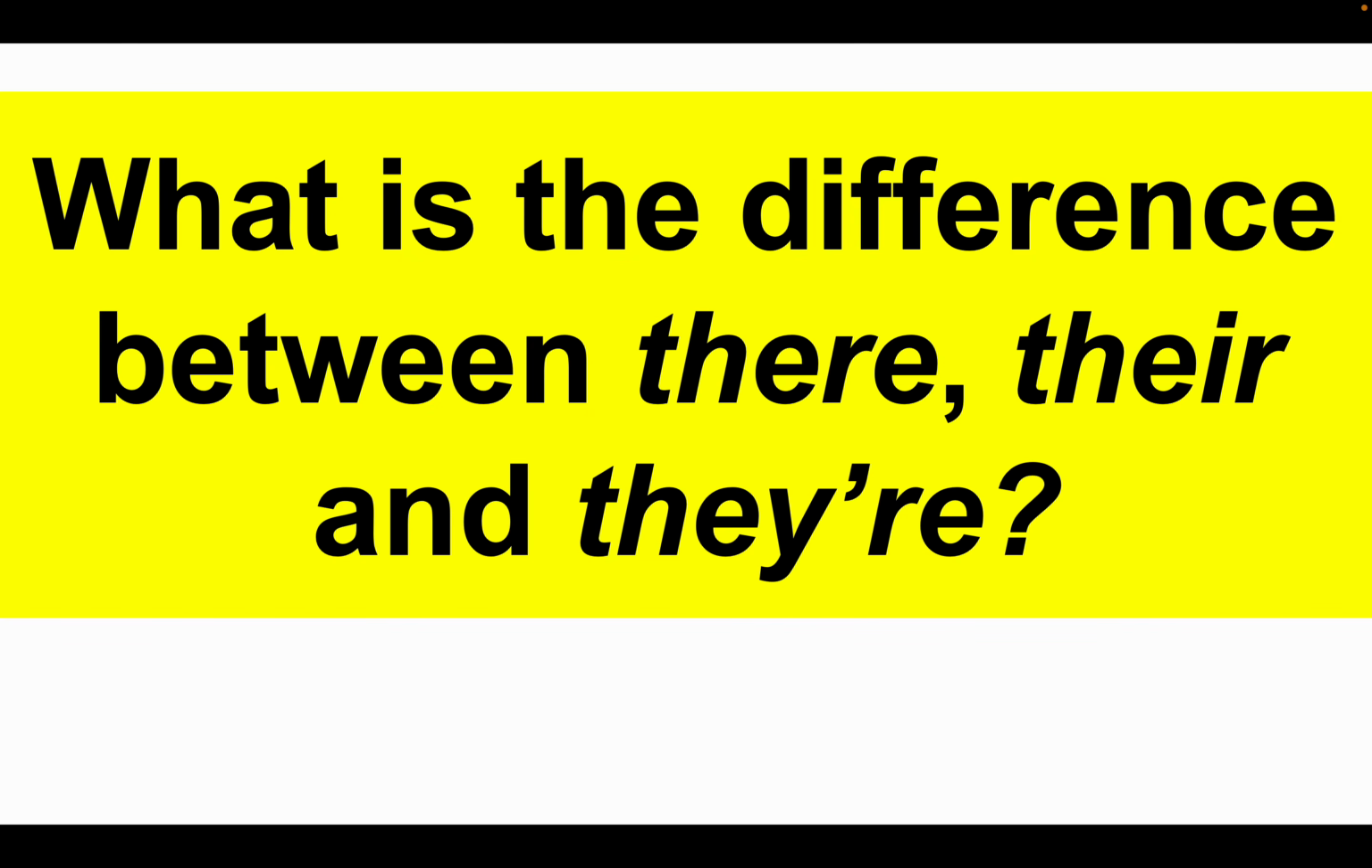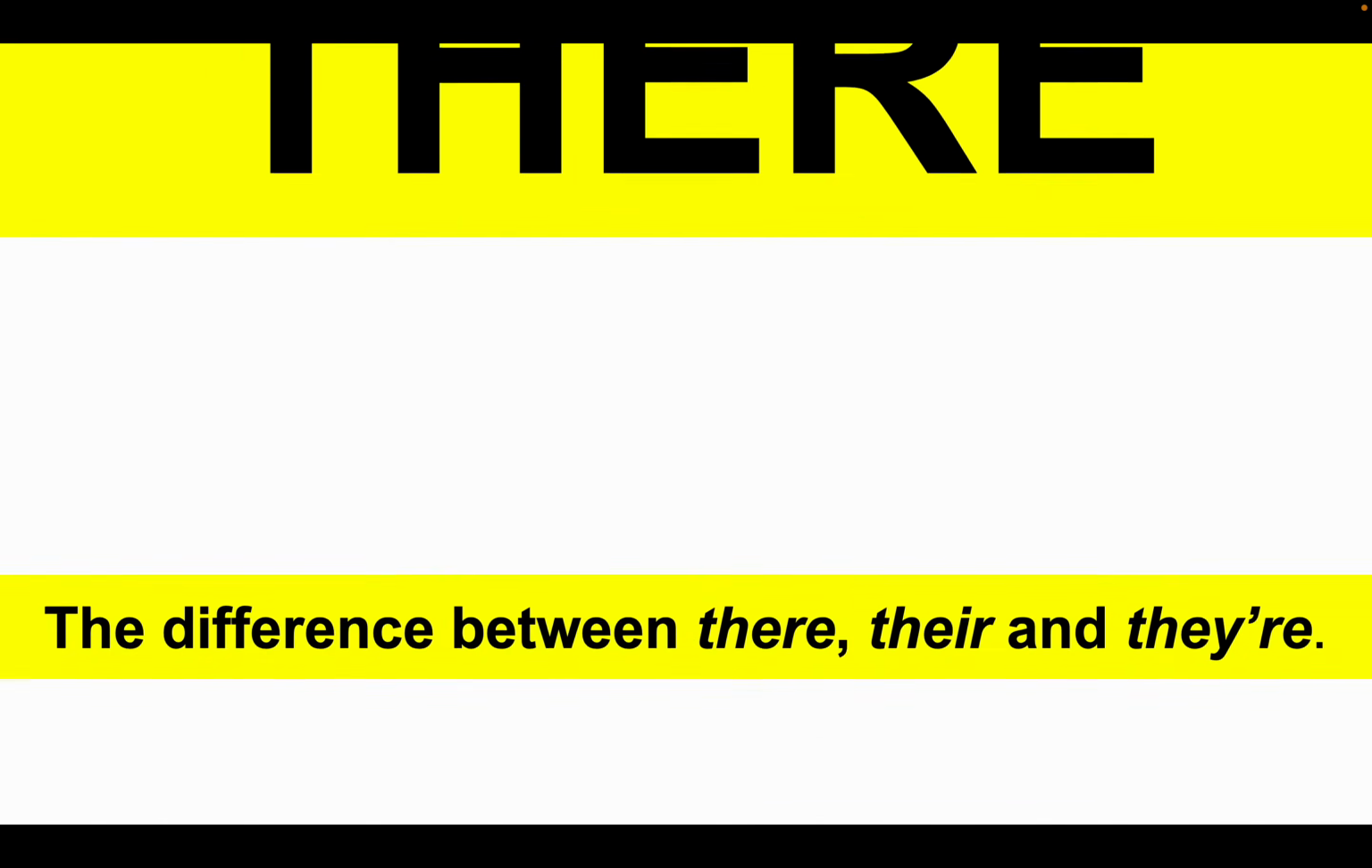So you will notice that they are spelt very differently. The first there is spelt T-H-E-R-E. The second there is spelt T-H-E-I-R. And the final there is spelt T-H-E-Y apostrophe R-E. So let's begin with the first there, T-H-E-R-E. Please make sure you take notes.